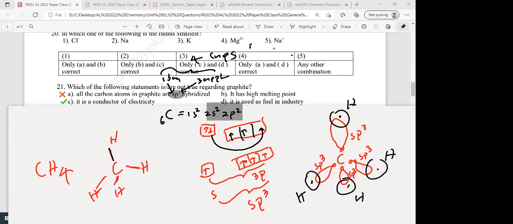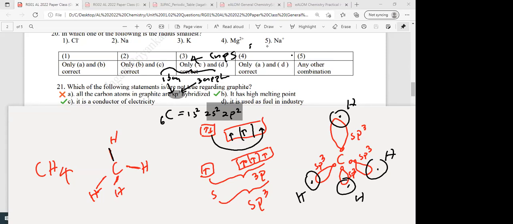This is also an A-level past paper question, from the 1990s as I remember. Carbon has a high melting point, that is correct. Why? Because it's a lattice. It exists as graphite and diamond. Then it is used as a fuel. No, carbon is not used as a fuel.